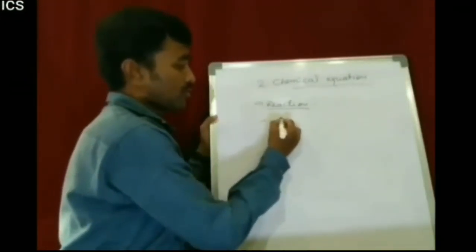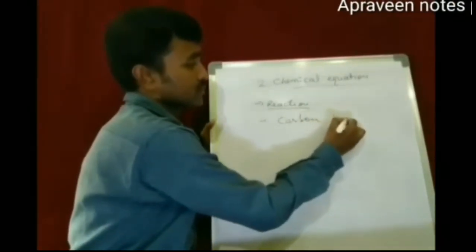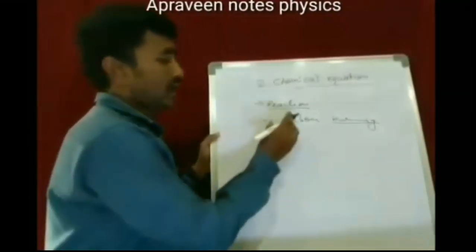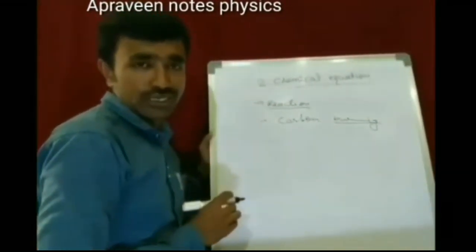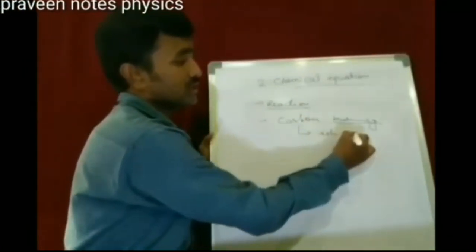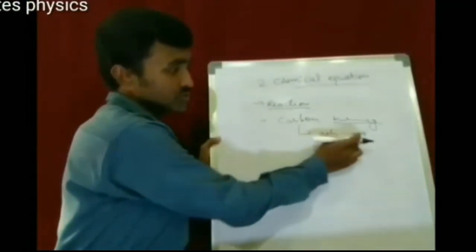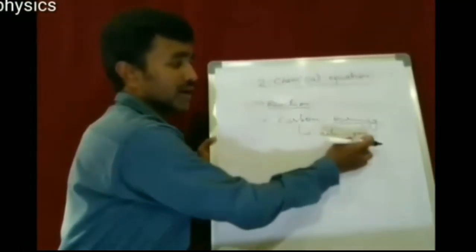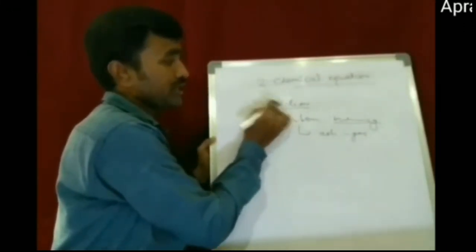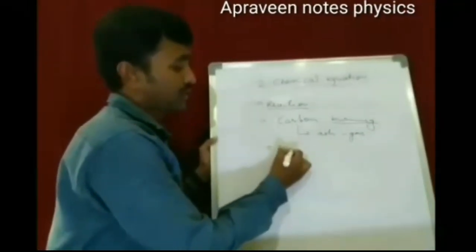Suppose carbon is burned in the presence of oxygen. This is the burning process of carbon. Carbon burns in the presence of oxygen and leaves ash with a gas. So it is producing new substances, one is ash and the other is a gas. That is said to be a chemical reaction that can be represented in the form of an equation.